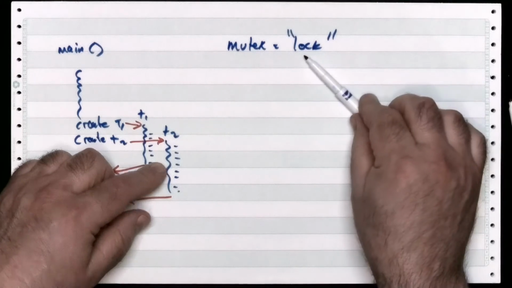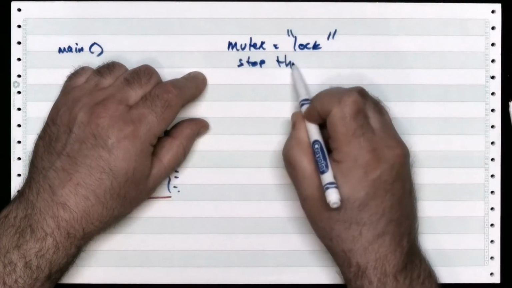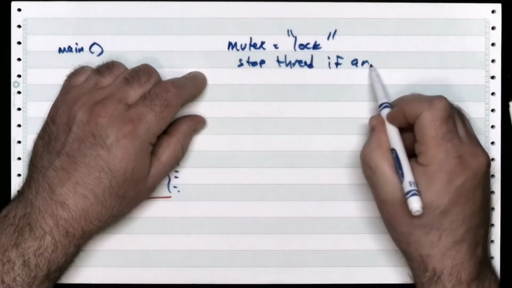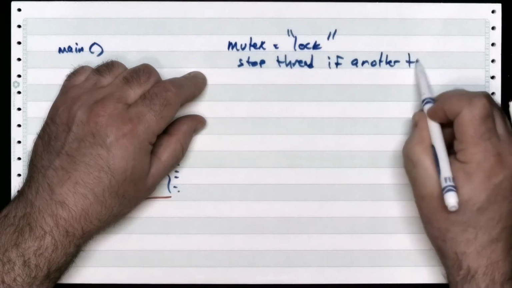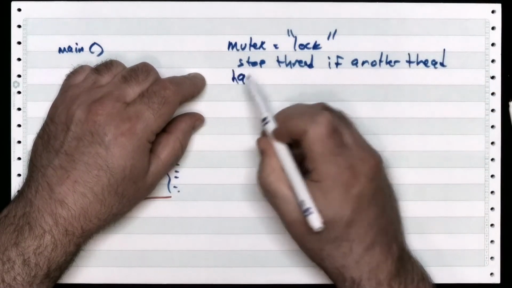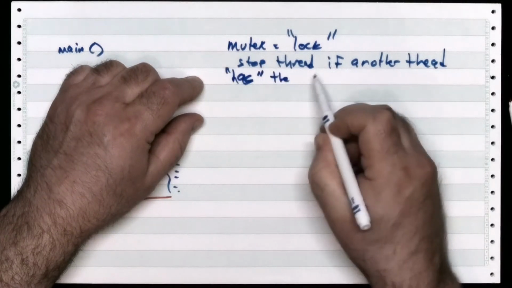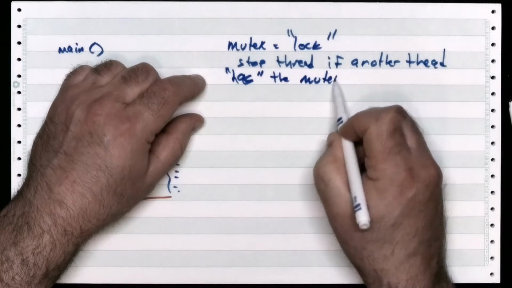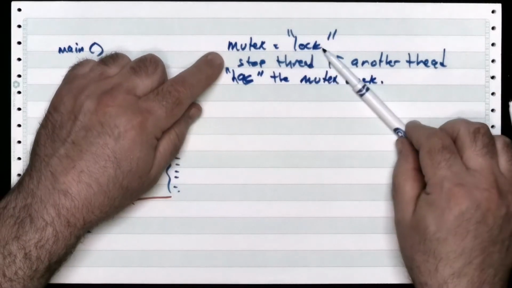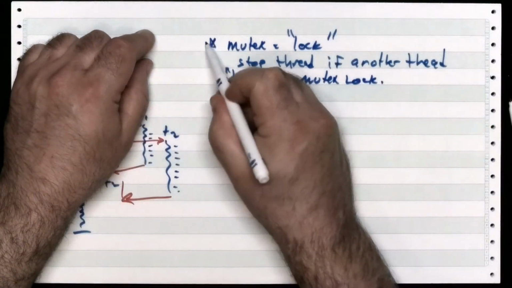And this thing will say, look, stop a thread if another thread has, or holds, the mutex lock. We can create as many locks as we want. These things represent a specific resource. So use a mutex lock.